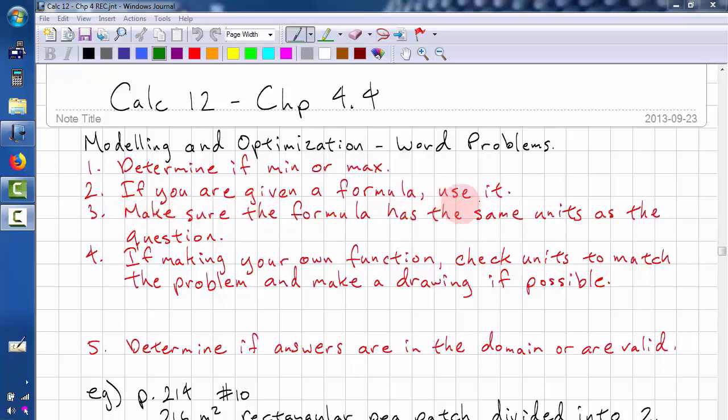If you're given a formula, you can use it. Make sure the formula has the same units as the question. Otherwise, you'll need to do some conversions. If you're making your own function, check the units, match the problem, and make a drawing if possible. And here's another hint. Make sure the variable is about what the question is asking for.